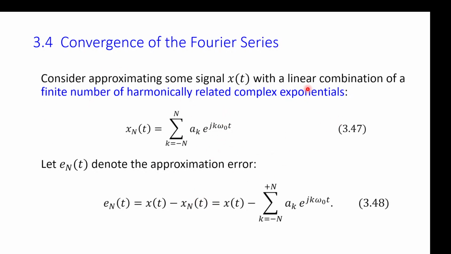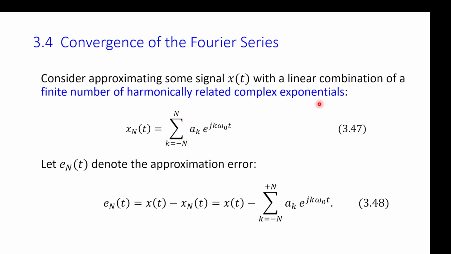Okay, so the thing we want to do is we want to have our series, a sum from k equals minus infinity to plus infinity of ak e to the jk omega naught t. We want this to become our x of t. And as in the standard calculus way, we think of convergence as doing something finite and pushing the finite limit to infinity.